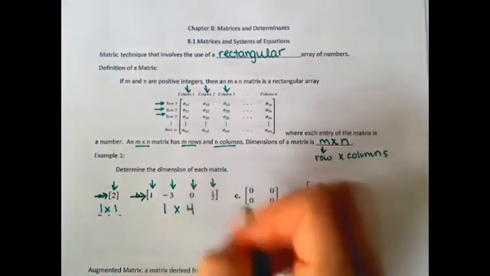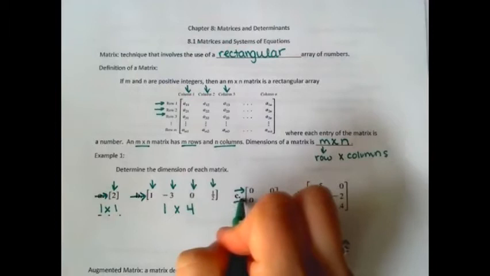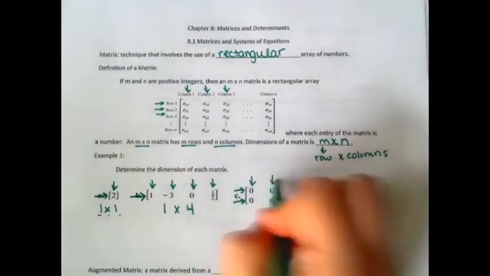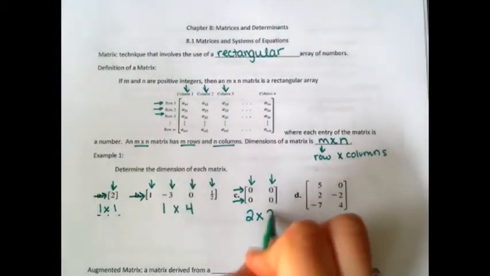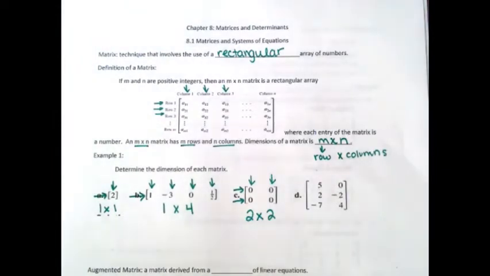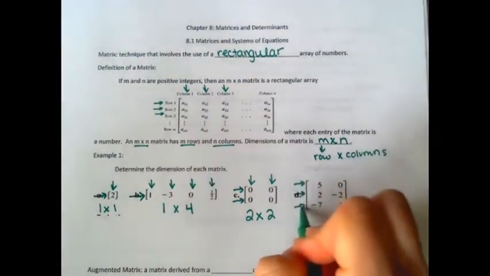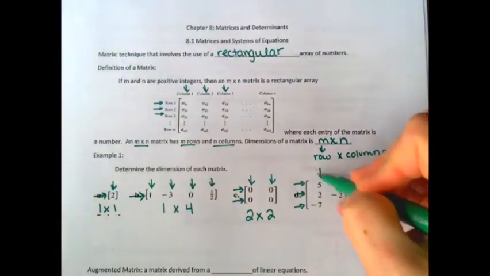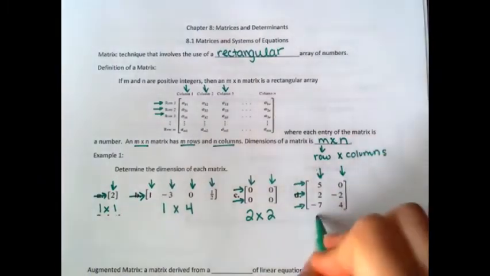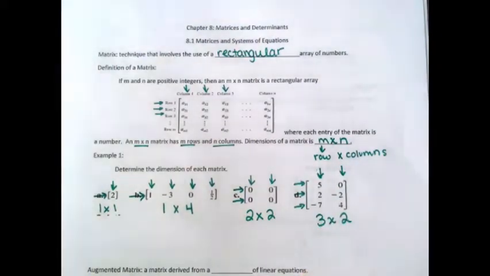Okay, C, we have 2 rows and 2 columns, so this would be a 2 by 2 matrix. Okay, and then D, going left to right first, we have 3 rows and we have 2 columns going up and down, so this would be a 3 by 2 matrix. Okay, is everyone okay with dimensions here?